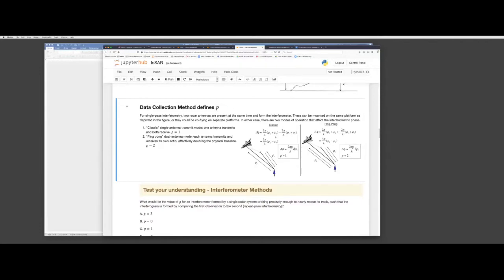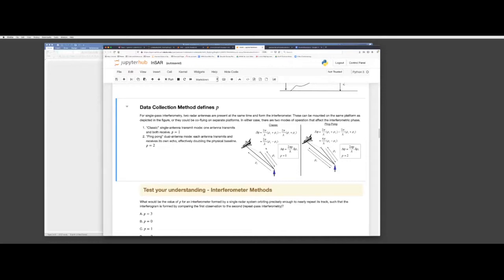There are different ways of acquiring data. One is the case where you transmit off of one antenna and you receive at that antenna. You also receive the echo at a different antenna, and then you make the interferogram from these two separate observations. That's what we call the classic mode, and P is equal to 1 in this case. If you go through this math, it's quite straightforward.